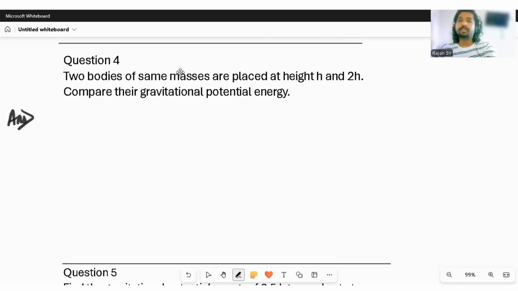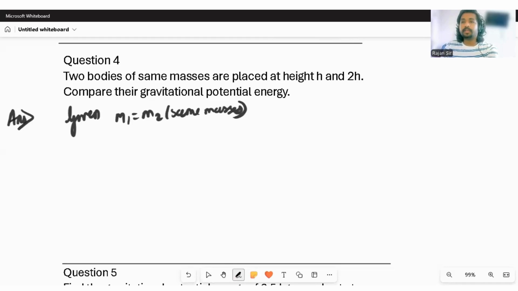So two bodies of same masses are placed at height h and 2h. Okay, so we are given M1 is equal to M2 in this case, same masses. And H1 is equal to H, H2 is equal to 2H. I hope you understand G is same.